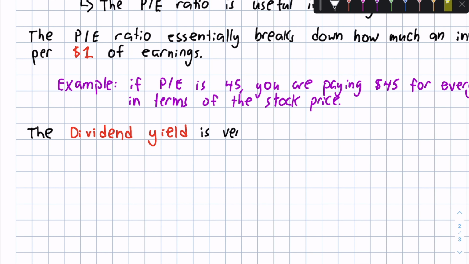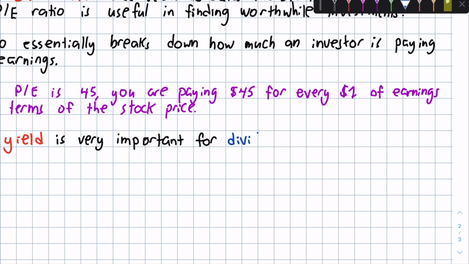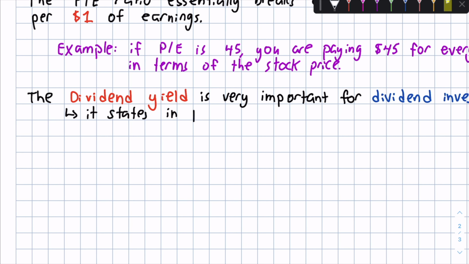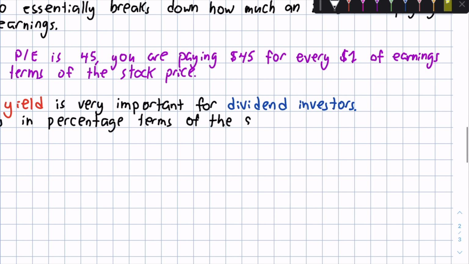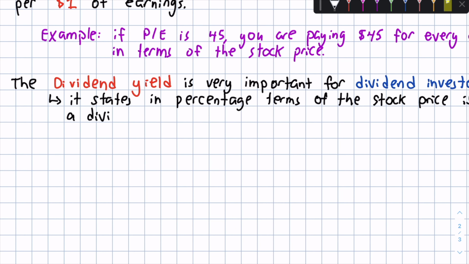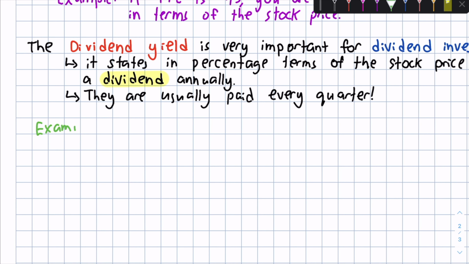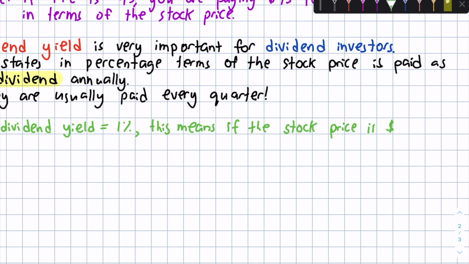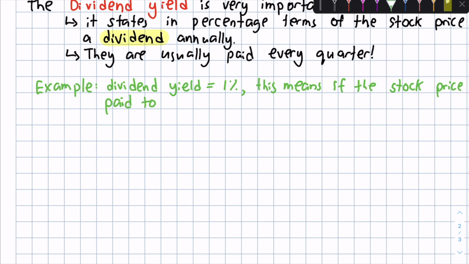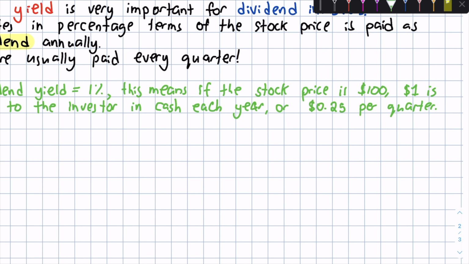The next important concept is dividend yield, which is very important for dividend investors specifically. It states in percentage terms of the stock price how much of that is paid out as a dividend annually. They're usually paid every quarter, and it's a cash payment. For example, if a dividend yield is 1%, this means that if a stock price is $100, $1 is paid to the investor in cash each year, and this comes out to 25 cents per quarter.